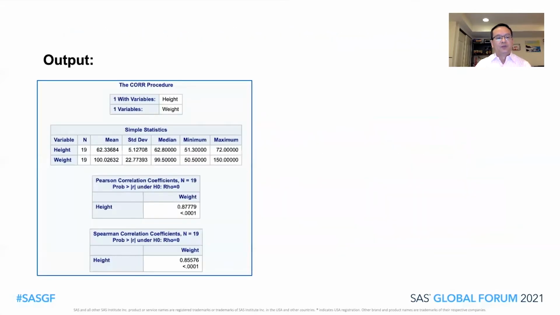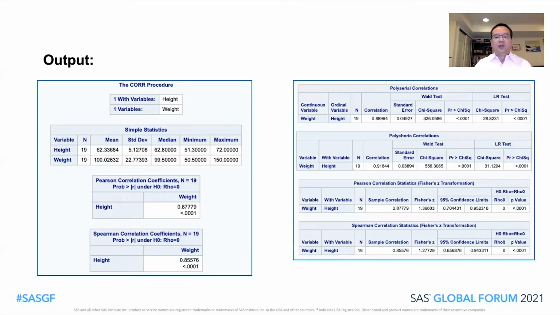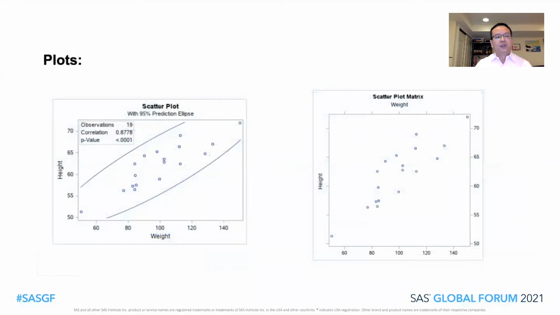So after you run that proc, this is the output you can see. Besides the summary statistics, it also provides the correlation coefficient and the p-value, and also different types of correlation coefficients in different tables. And these are the 2 types of output it provides.